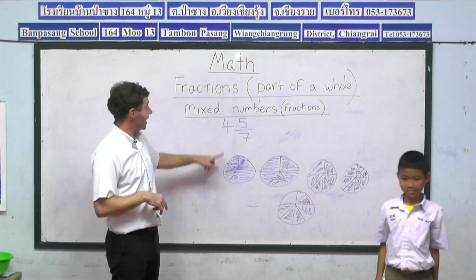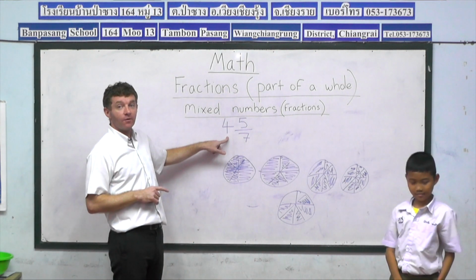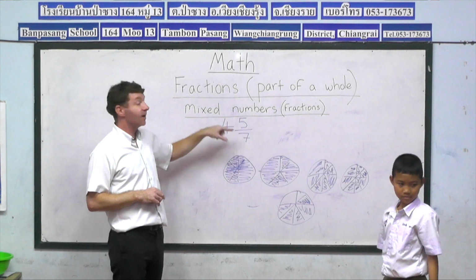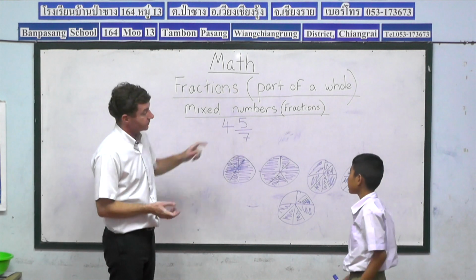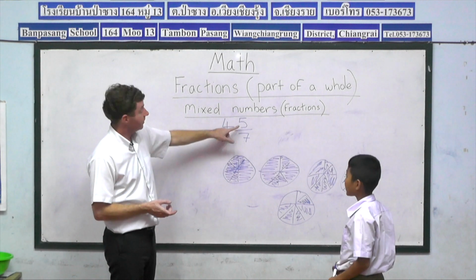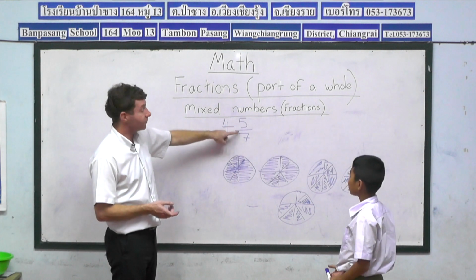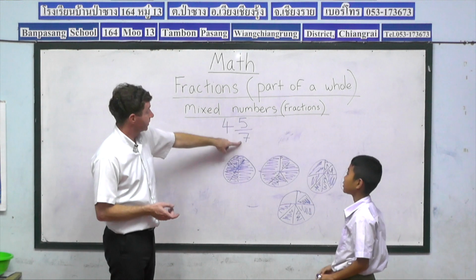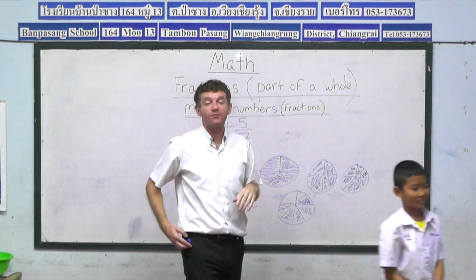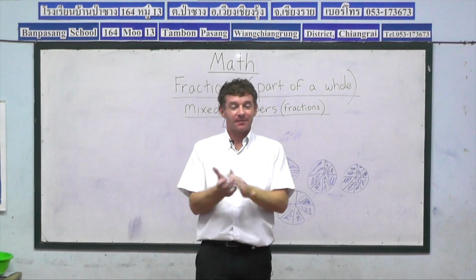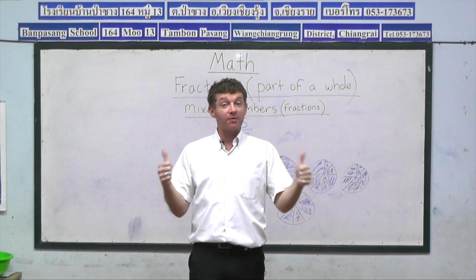So all together, guys, four and five over seven. Can you say, Bang Pon? Four. Five over seven. Excellent. High five. Big round of applause for Bang Pon. And well done, everybody, guys. That was great.